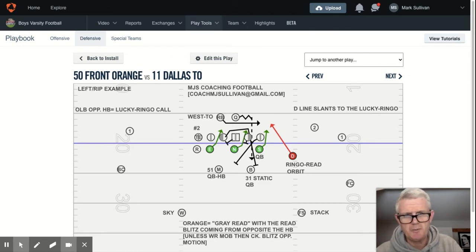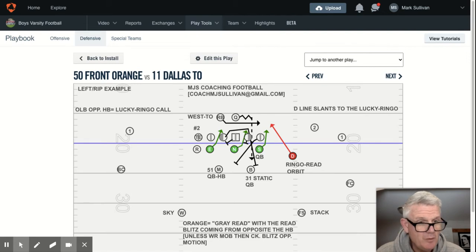As it says at the bottom in the middle, orange is gray read with the read blitz coming from opposite the halfback. If there's a wide receiver motion into the backfield, then we check the blitz opposite the motion. Simply put, in gray read the read blitz is on the side of the back. Orange is opposite, with the read blitz being opposite the back or opposite the motion.